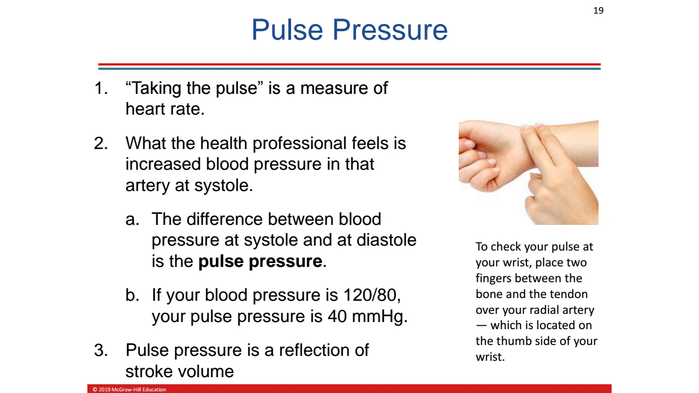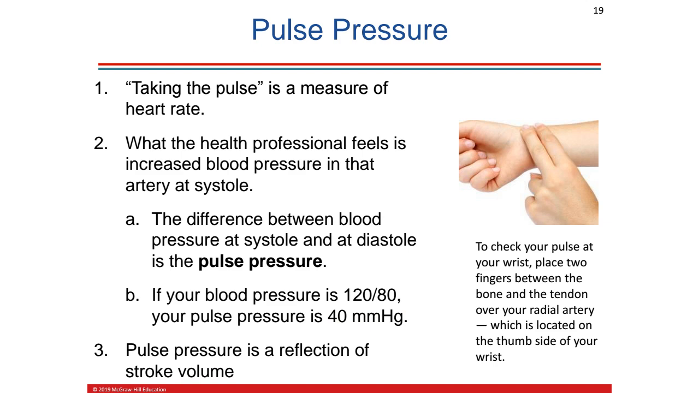So this is an increase in blood pressure in the artery at systole. And the pulse pressure is defined as the difference between the pressure at systole and diastole. An example would be a person with a systolic pressure of 120 millimeters of mercury and a diastolic pressure of 80 millimeters of mercury. The pulse pressure would be simply the difference, or 40 millimeters of mercury.